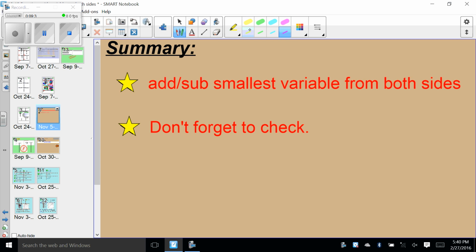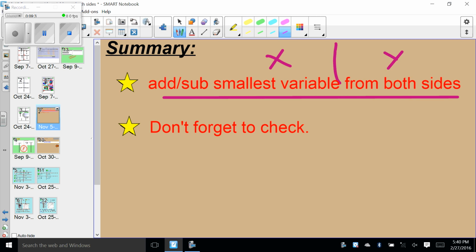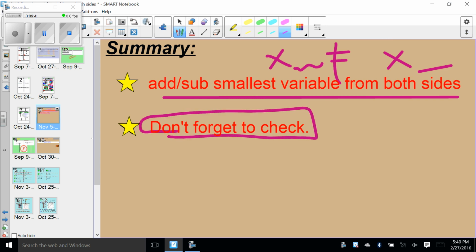All right, so a couple things that we talked about. Remember, we add or subtract the smallest variable from both sides. So if you have a variable on both sides, smallest one has got to go. So you have a variable with some other stuff. And don't forget to check. I didn't do a lot of checking in this video because I don't want the video to be super long, so you have time to work in class, you have time to ask questions, and I don't want you to be super bored listening to Ms. Volkman talk all hour. But that is super important, that your job is to make sure that you have a correct answer before you turn your work in.